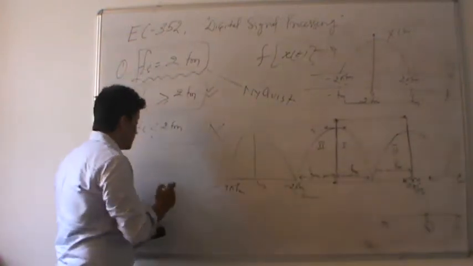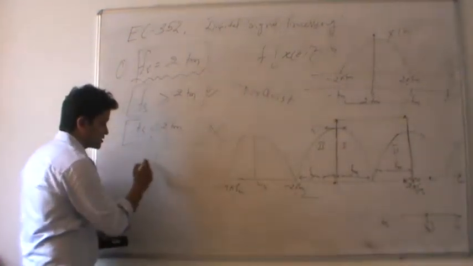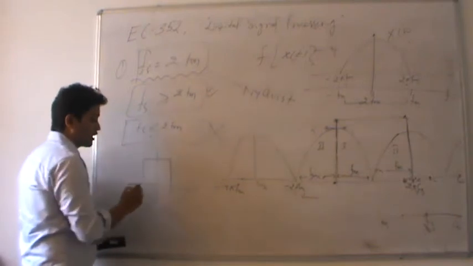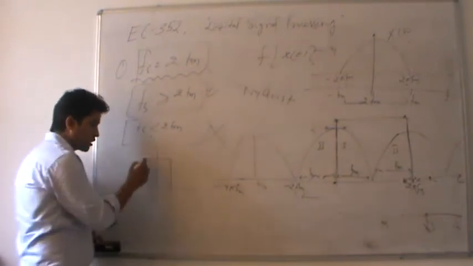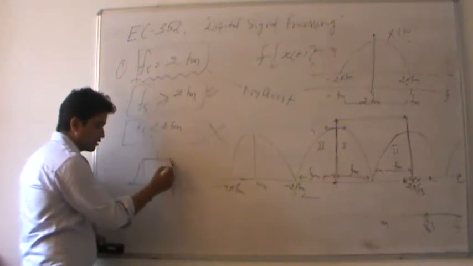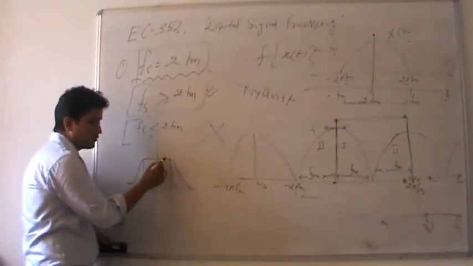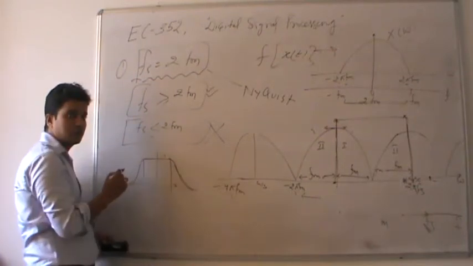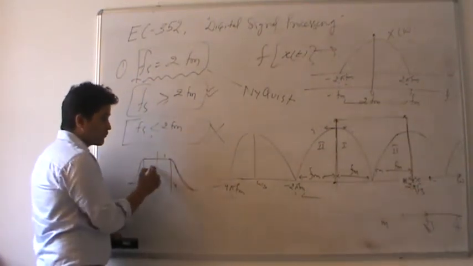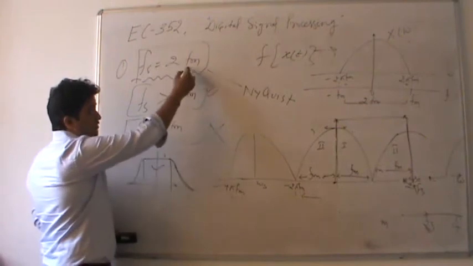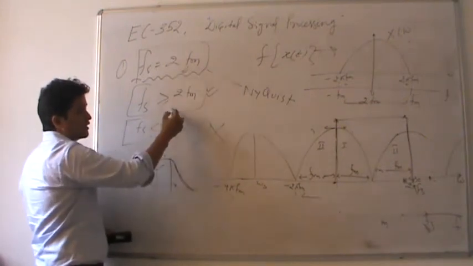If you remember from the last class or last semesters, this kind of response is for an ideal filter. Normally the response of a filter will be like this. At corners it will be like this. It will not go directly from 1 to 0. It will decrease gradually to small values. So we need an ideal filter for this condition, which is not possible. For practical conditions we can have this kind of response.